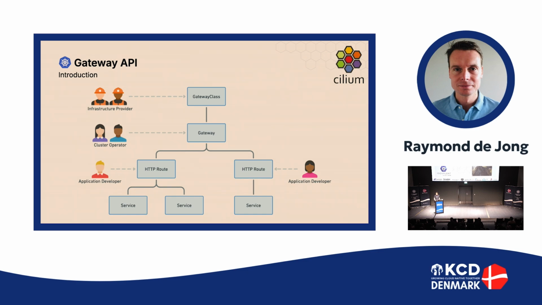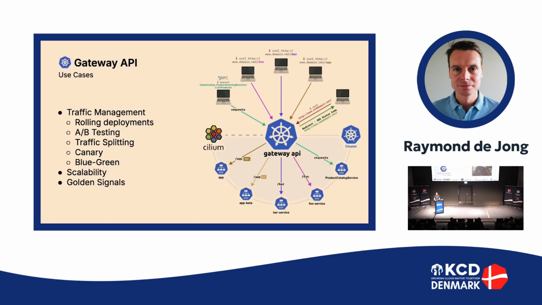It's a role-oriented model where a platform engineer or a cloud operator can define the type of gateway, the gateway class, and then an application owner team or developer team can define HTTP routes and attach those routes to a given gateway. This allows separation of responsibility, control, and separation of owning different sets of resources.